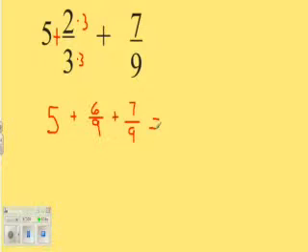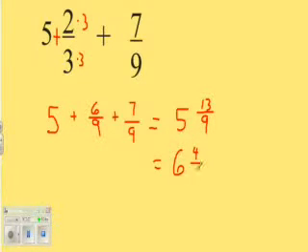So our total here is 5 and 13 ninths. And then we check and make sure there's nothing else we can do, but immediately you should see that this is improper. 9 ninths is a whole, so you have 6 and then 4 left over. 4 and 9 make 13, so we pulled 1 out, made it a whole, and we're left with 4 ninths.